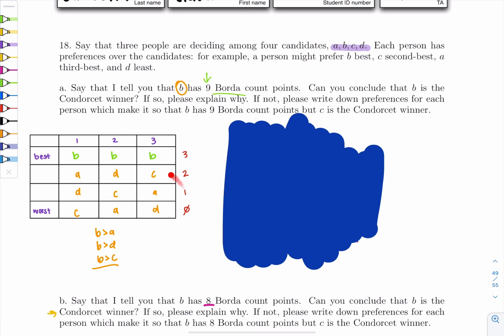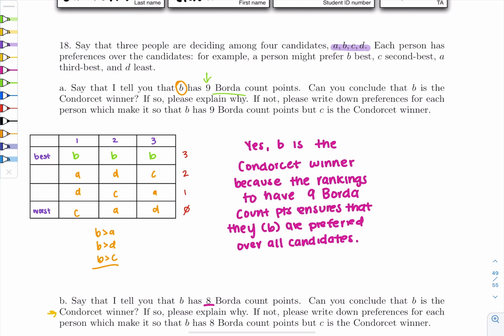We can conclude that B is a Condorcet winner because B is consistently ranked over all other candidates. These candidates could be ranked however in this specific area, but they won't beat B ever in this situation because of B's high ranking. It is always preferred over every single other candidate. So yes, B is a Condorcet winner because the rankings needed to have 9 Borda count points ensure that B is preferred over all other candidates. Pretty straightforward for this question.